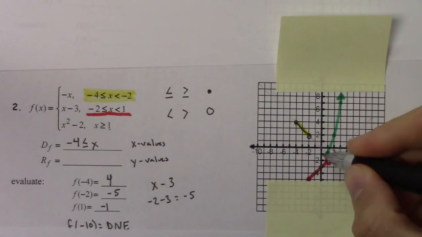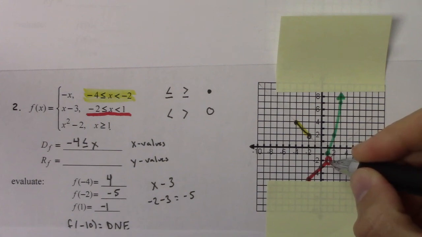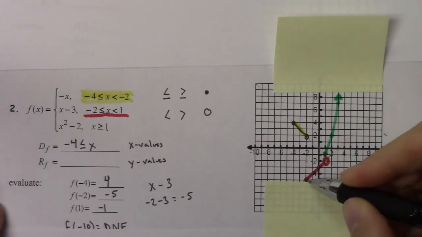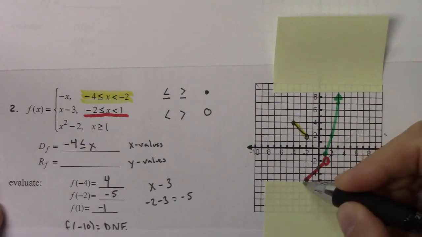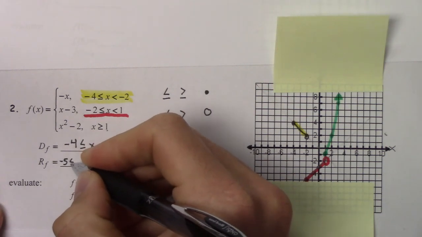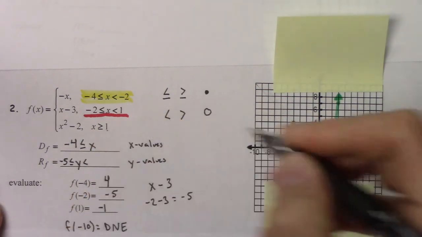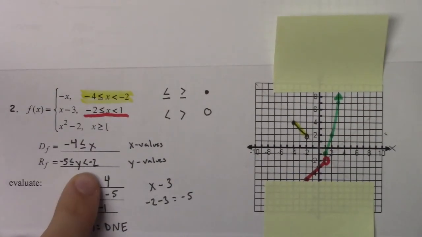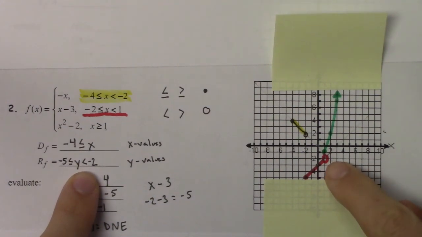Because technically, do any of my functions give me an output between negative 1 and negative 2? No. I need to show that in my range. I need to show that those values in that space is not possible. So I'm going to write one interval for the red function. That red function is negative 5 less than or equal to y less than negative 2. Notice I did not include the bar underneath in my inequality because I have an open circle there at 2.